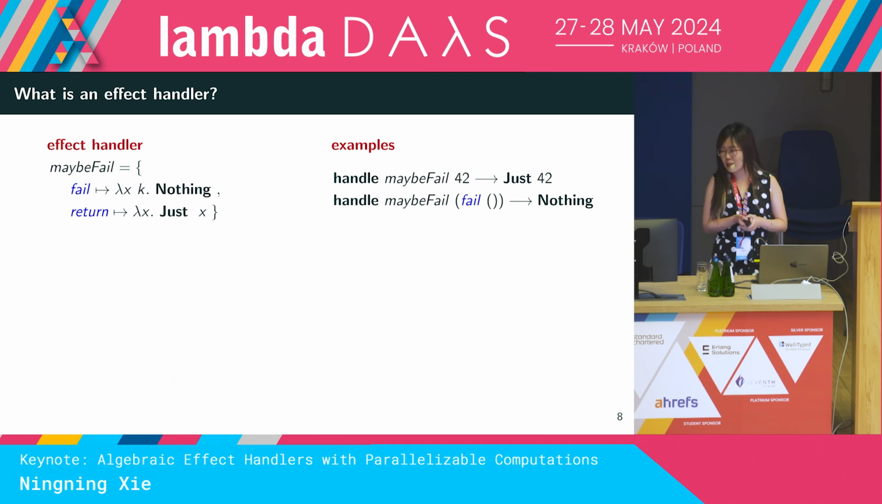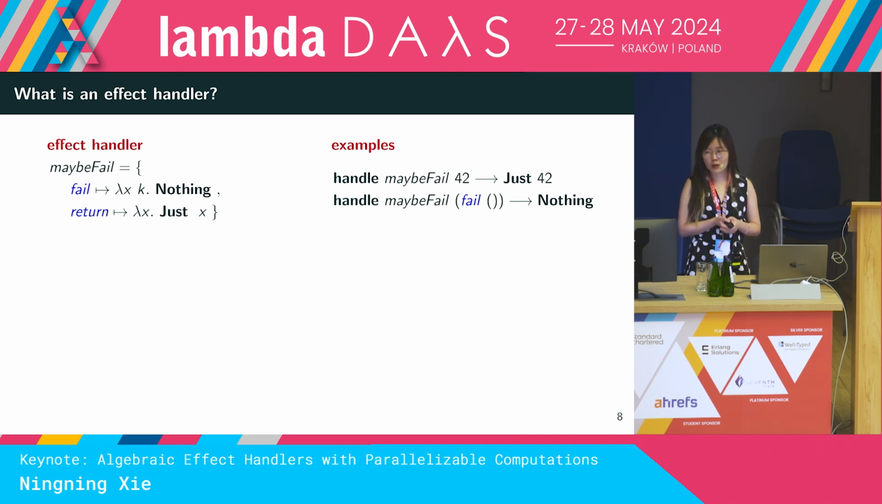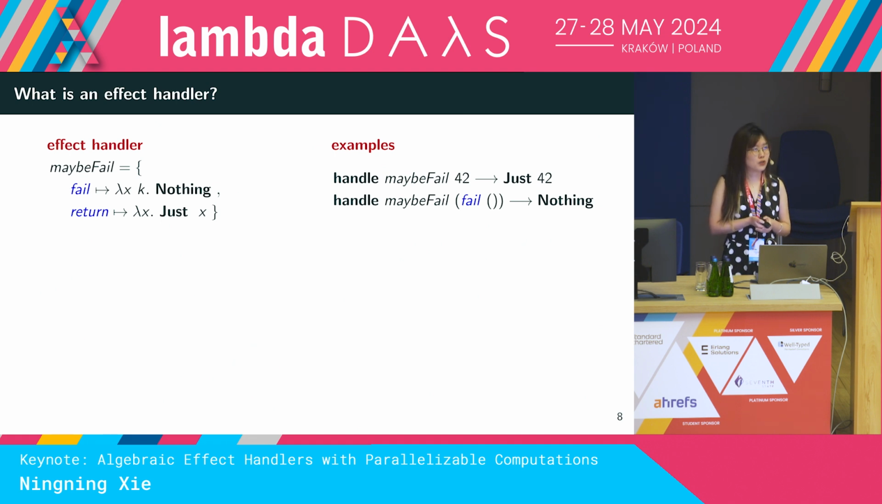So I have some examples on the right of the slide. If we handle just the value 42 using the handler maybe fail, then we will get back just 42, because this is where the return clause gets applied and we wrap the result inside the just. Or if we handle fail with maybe fail, then we will get back nothing. And this is what the operational semantics of the handler gives us. Maybe fail is a handler for exception.